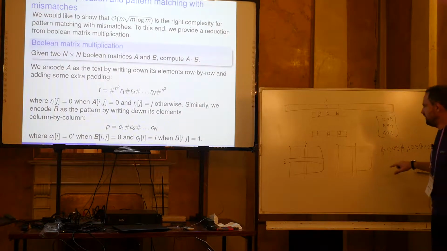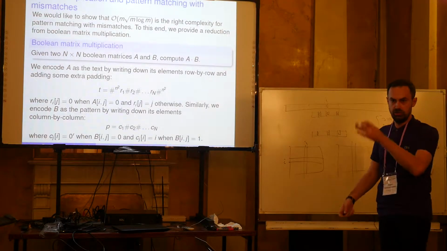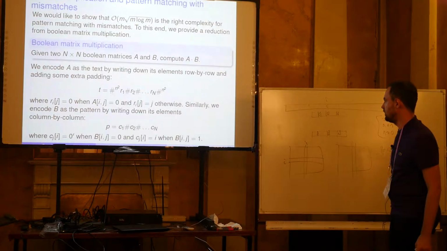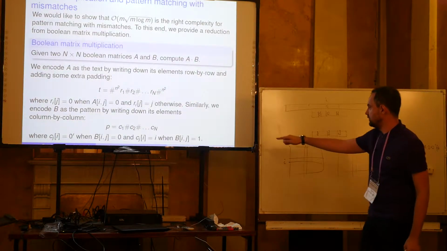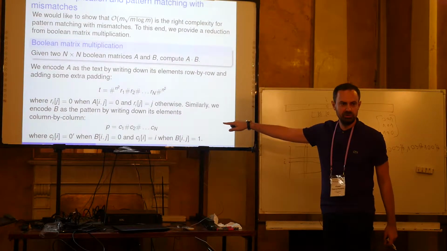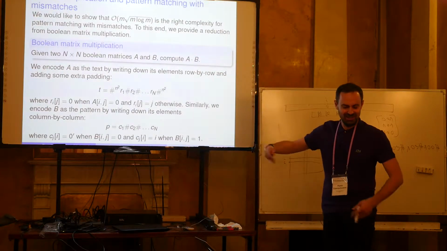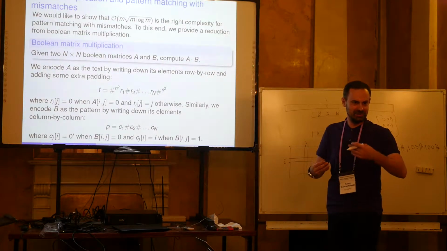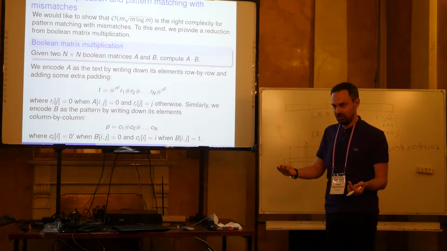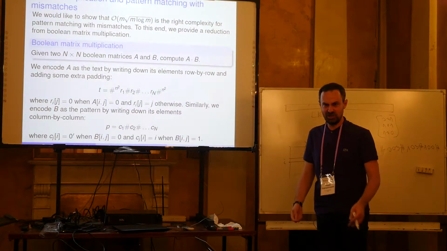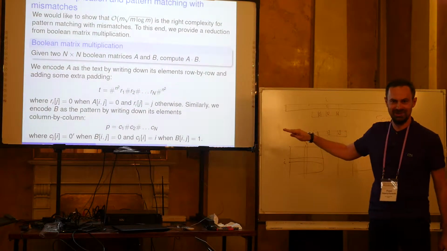And for B, I play a symmetric game, but I look at columns. So for each entry, I output 0 prime, which means some special character. So the zeros in rows and the zeros in columns are different zeros. So special characters. Maybe 0 is not the best choice for it. Okay?